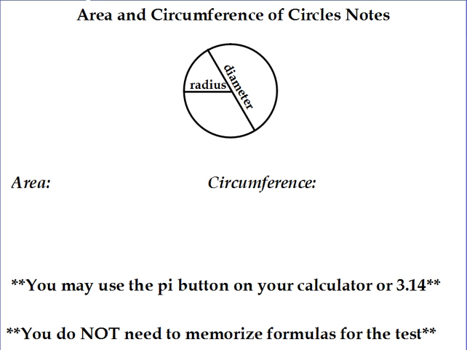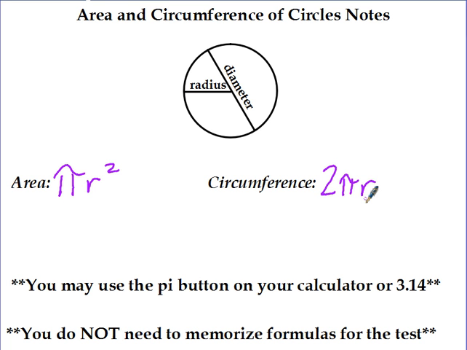Now again, you don't need to memorize these formulas, you just have to know how to use them. And the area and the circumference formula are very similar to one another, so it's easy to get them mixed up. But the area formula is pi r squared, and the circumference formula is 2 pi r. So this one is pi times r squared, and this one is 2 times pi times r.